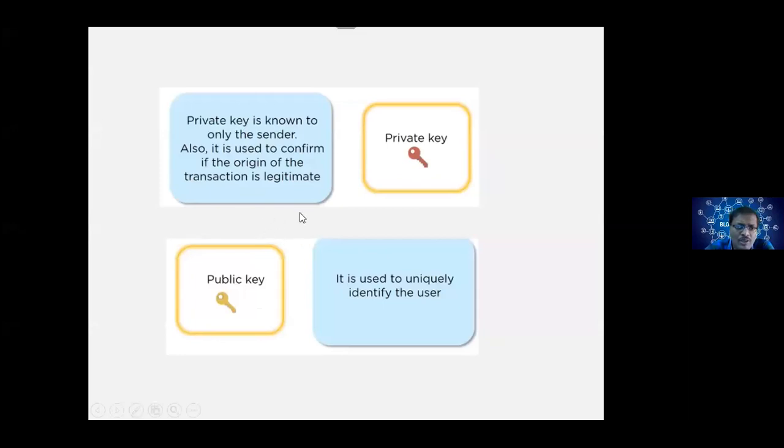The next cryptographic primitive is public key cryptography. We already know that we have two types of keys, public and private key. The private key is secret, kept with us, and the public key is known to all.